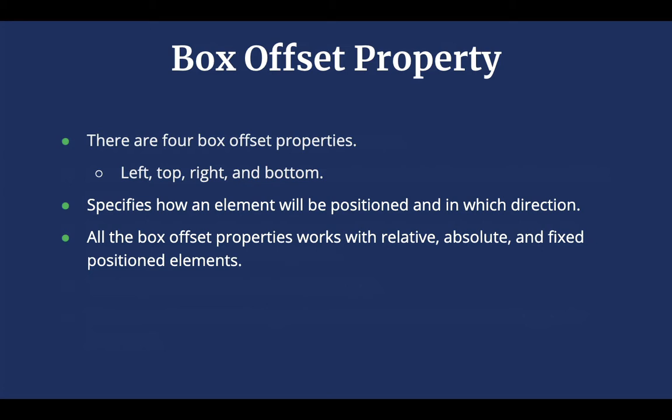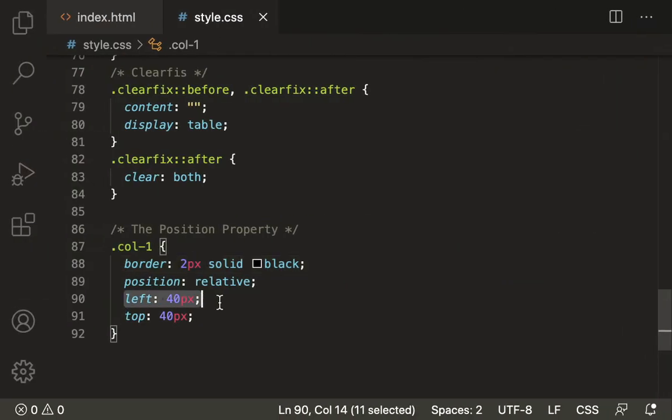Actually, the box offset properties work with relative, absolute and fixed position elements. So if the element is relatively, absolutely or fixed positioned, only then can we apply these box offset properties. And what the box offset properties do is provide some space from any direction. So if I say left 40px, that means this left box offset will provide offset from the left side and the element will be moved towards the right side by 40px. And similarly, if I say top 40px, that means the box will get an offset of 40px from the top and it will move down.